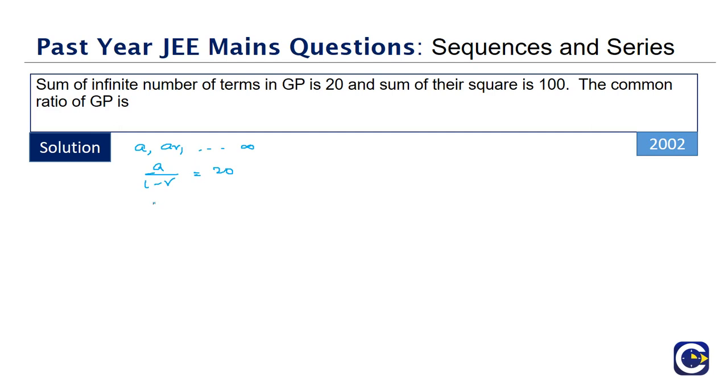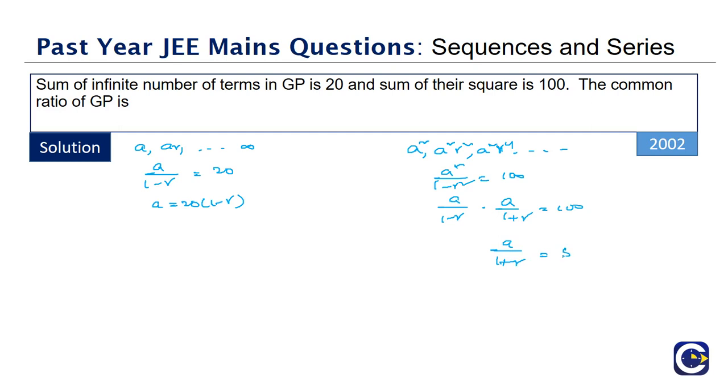So A by 1 minus R is equal to 20. So A is equal to 20 into 1 minus R. Next, the squares: A square, A square R square, A square R power 4 and so on. So A square by 1 minus R square is equal to 100, given. This can be written as A by 1 minus R into A by 1 plus R is equal to 100. A by 1 minus R is nothing but 20 from the given. So A by 1 plus R is equal to 5. A is equal to 5 into 1 plus R.